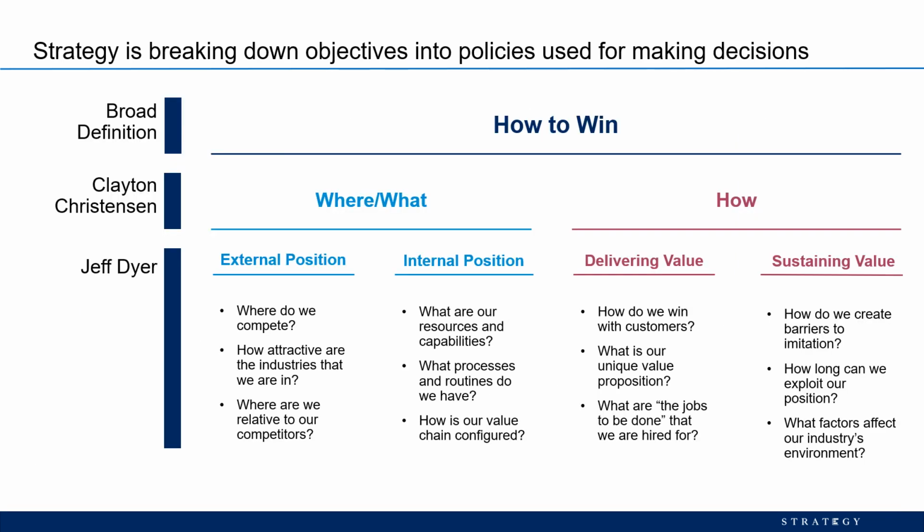Just breaking this down even more, at the highest level, the broad definition of strategy is how to win or how to achieve what you want to achieve. That breaks down into Clayton Christensen's definition of where or what and how, which then you can break down into Jeff Dyer's four different primary questions. And once you start asking these questions as a business manager, it really starts to get you a sense of what you need to do to be successful in your industry.